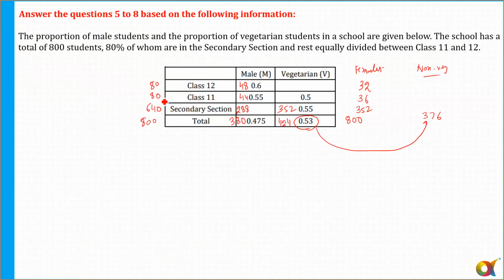Okay. Now in class 11, 80 students are there. So out of 80, 50% are vegetarian, 0.5. So it means 40 of them are vegetarian. So non-veg in class 11 is equal to 40. Okay. Non-veg here it is equal to 40.